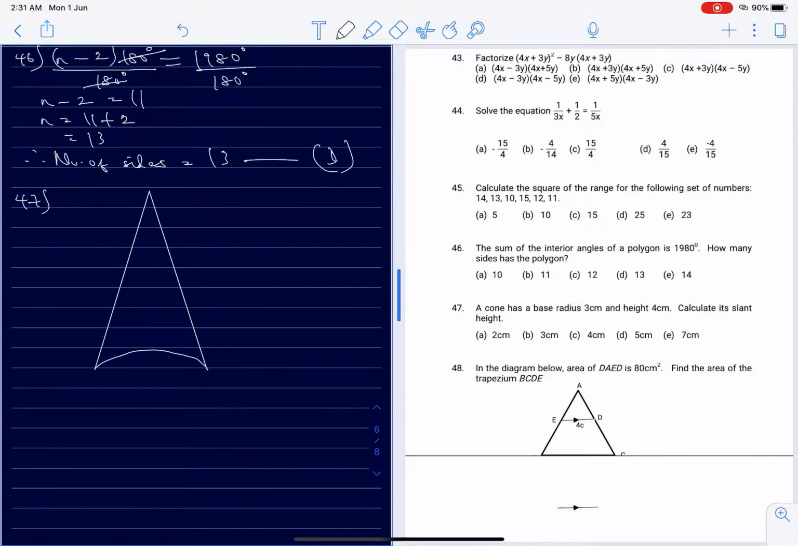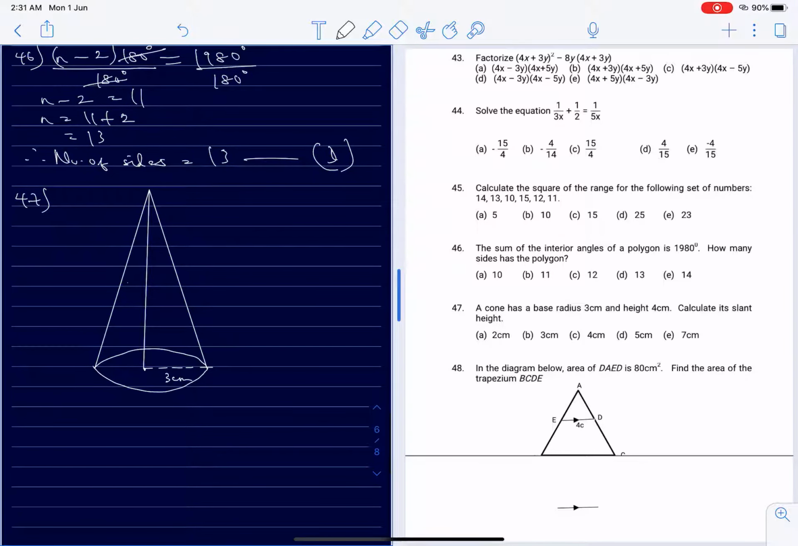This is the base, which is always a circle. The base radius is 3 centimeters, and the vertical height is 4 centimeters. Now find the slant height.